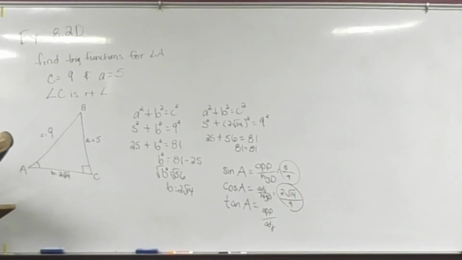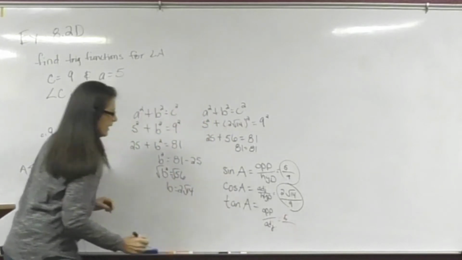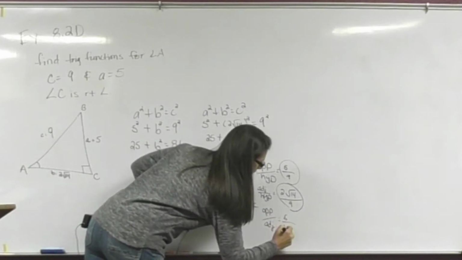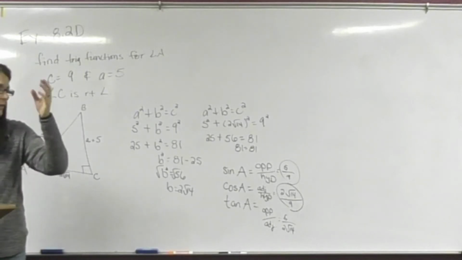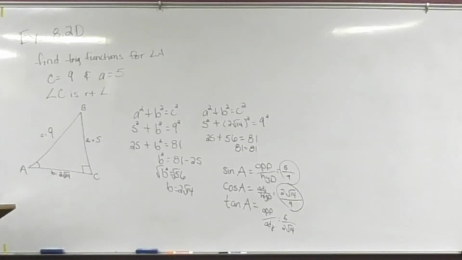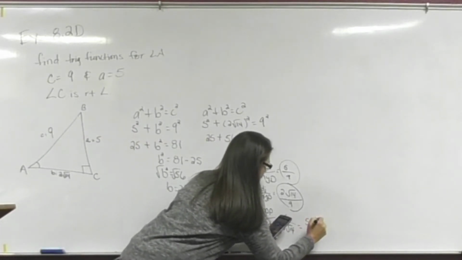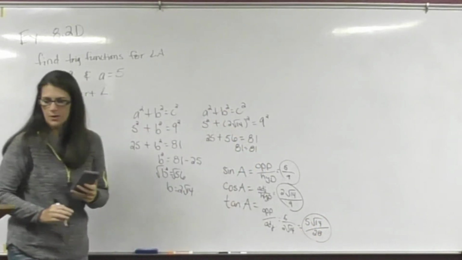And then opposite over adjacent. So opposite is 5, and adjacent is 2 square root of 14. And you have to rationalize your denominator, right? Because we are not allowed to keep a radical in the denominator. So you just punch in the fraction, 5 over 2 square root of 14. Get your cursor out of your fraction, hit equals. All right, so this will rationalize the denominator for you. And that's as simple as it gets.